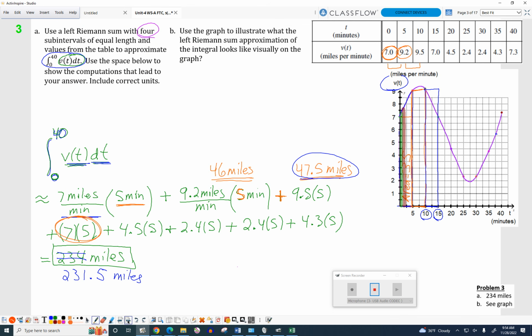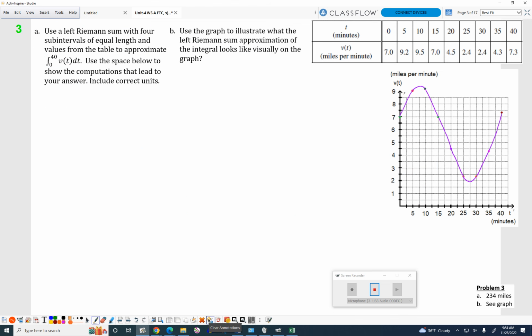This is what Golden was talking about. Brand new symbol for many of you. New name for most of you. We're going to talk about what we mean by a left Riemann sum with 4 subintervals of equal length to estimate the value of this integral.